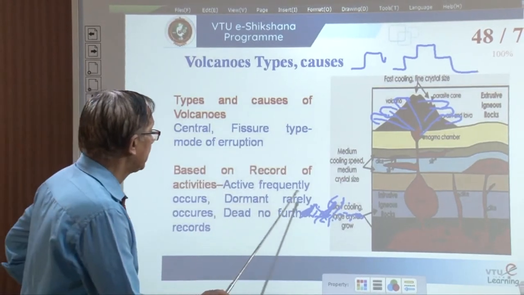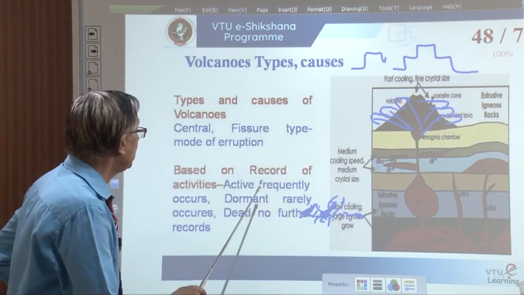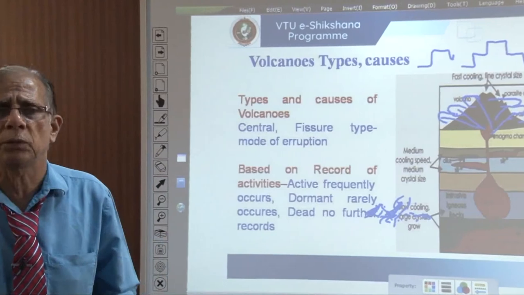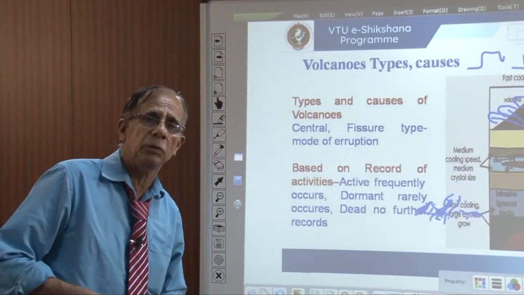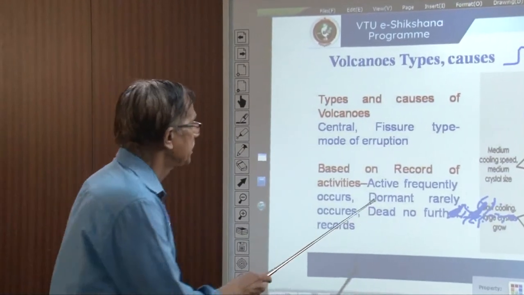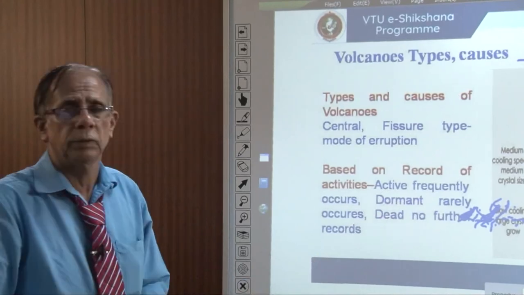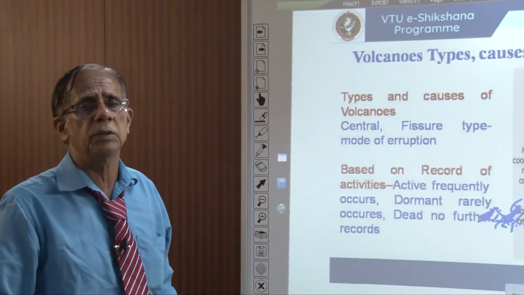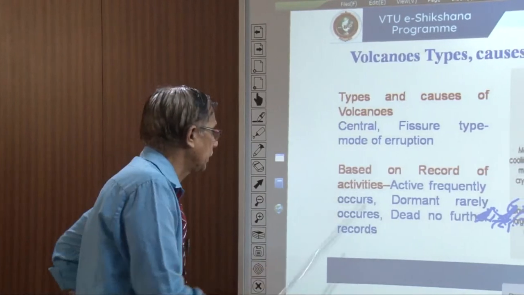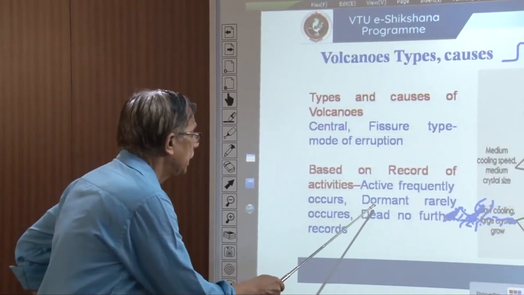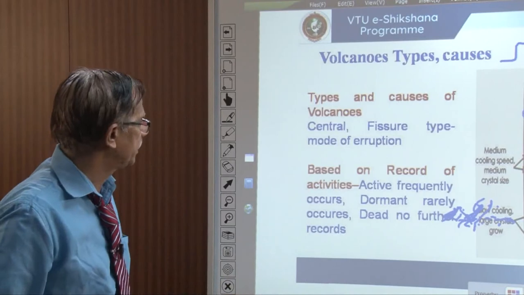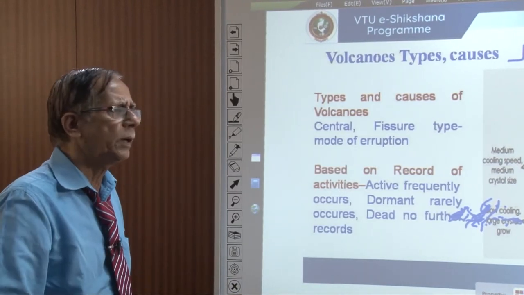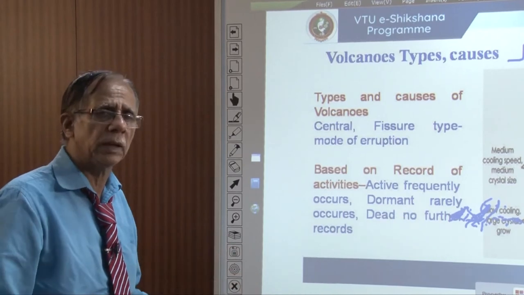For example, active means it occurs frequently. Say in Japan, every 30-40 years there is a volcanic activity in the same place. This is an active volcano. There is another type, dormant, which means it rarely occurs. It happened once, but over several million years, it has not happened.